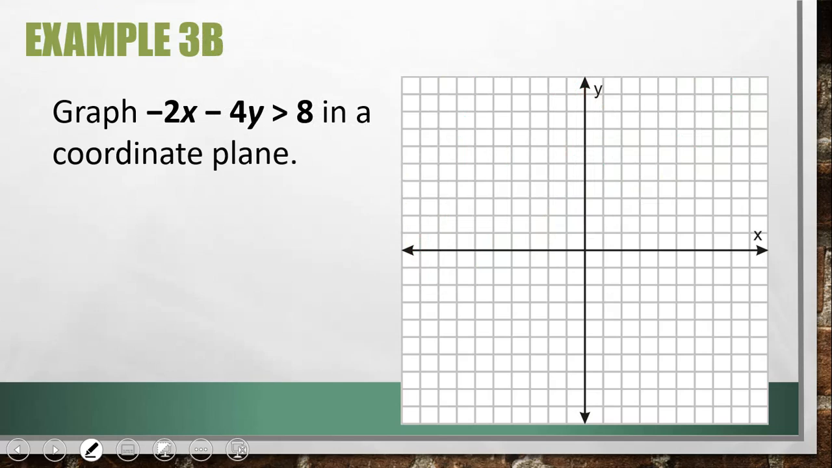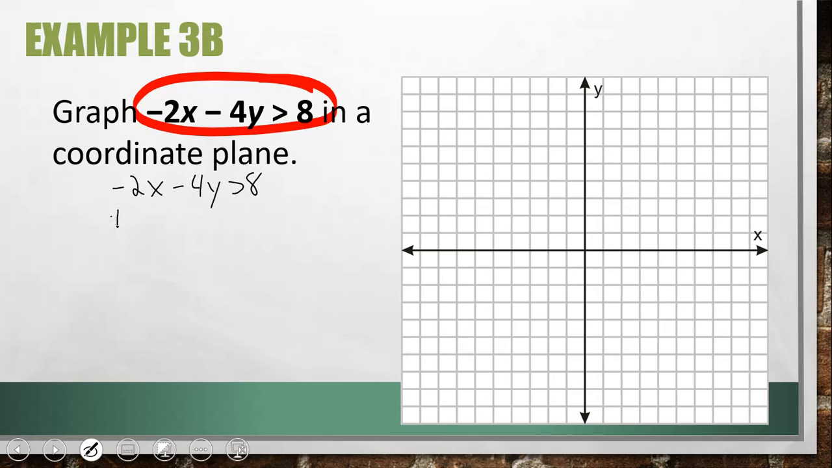One more example. Again, we have to get this into y equals mx plus b form. So we've got negative 2x minus 4y is greater than 8. We're going to start by adding the 2x to both sides. Now you've got negative 4y is greater than 2x plus 8. Divide by negative 4.